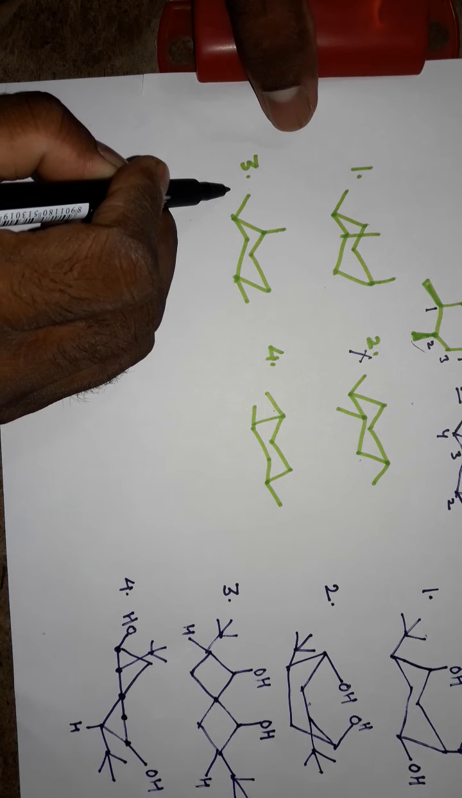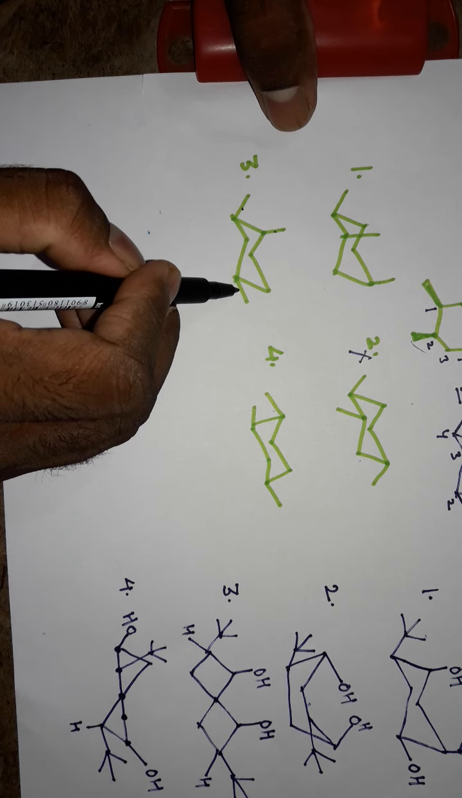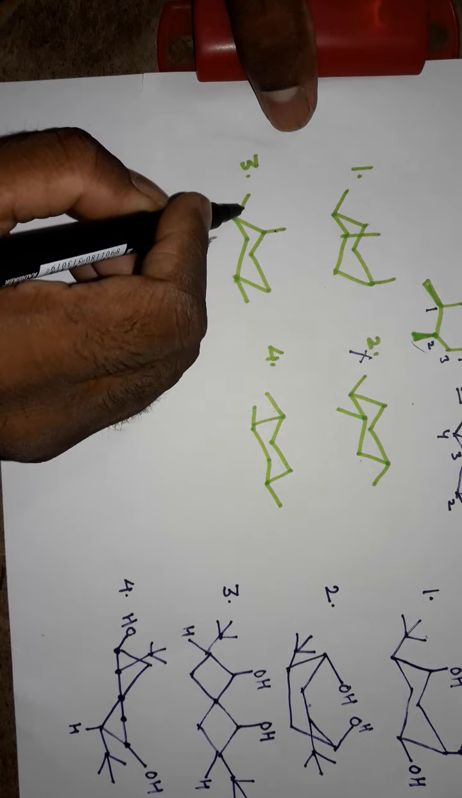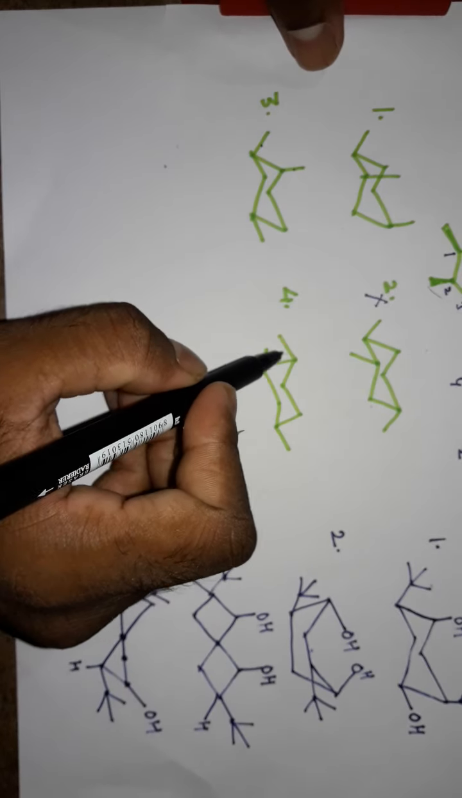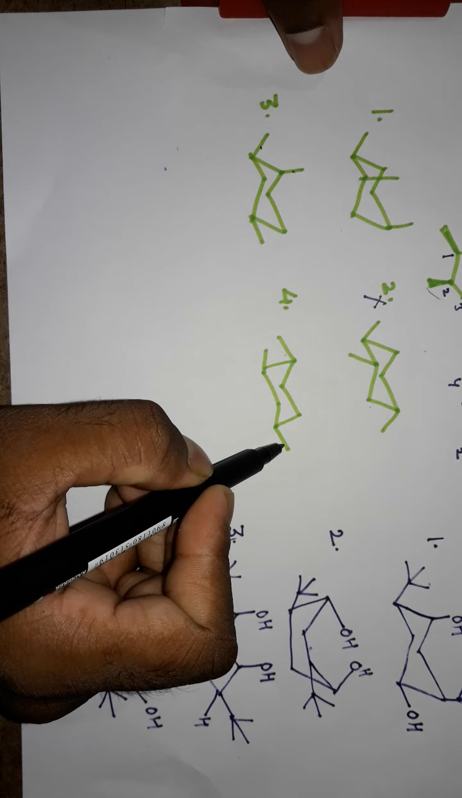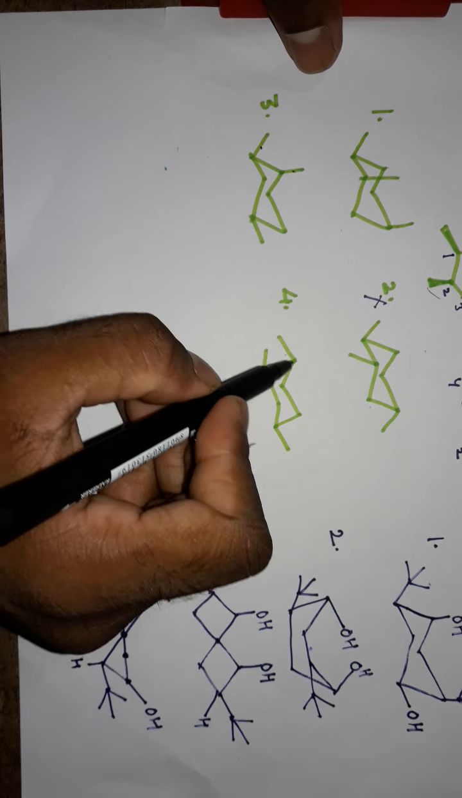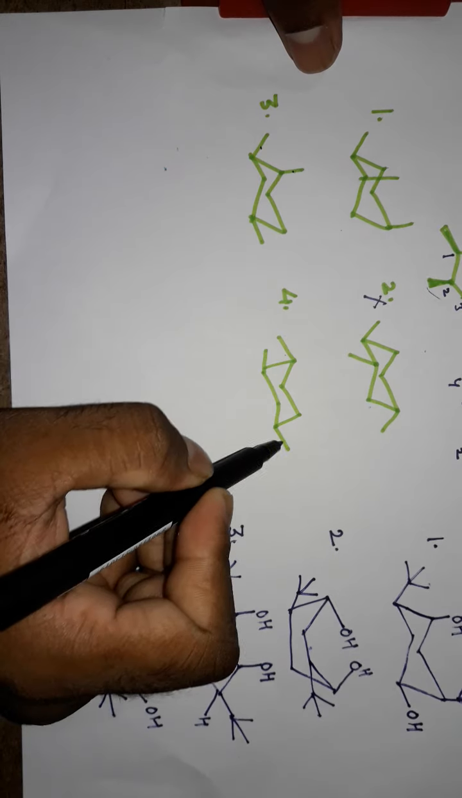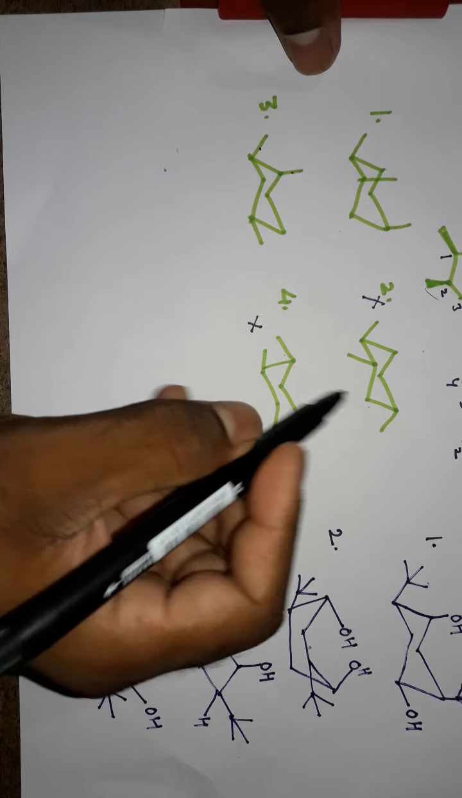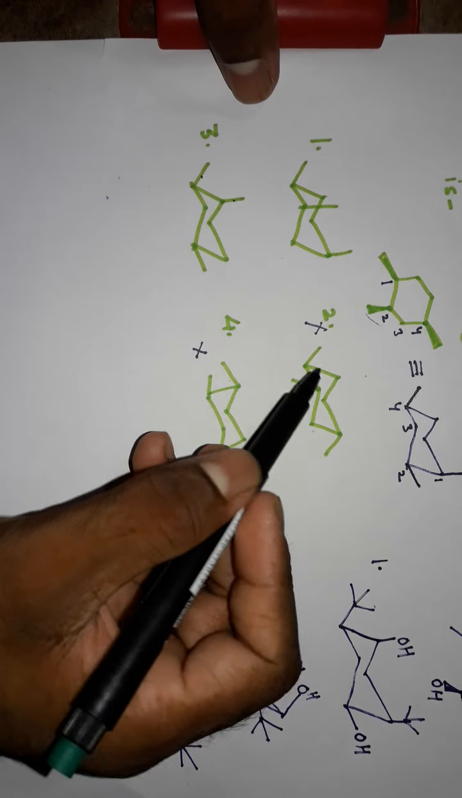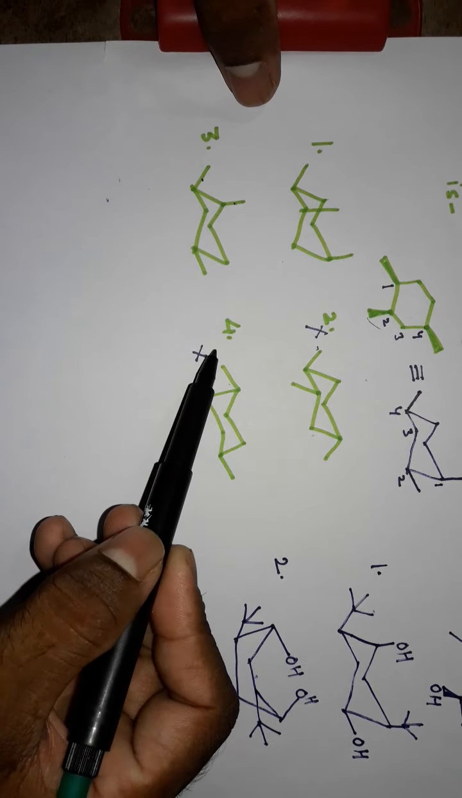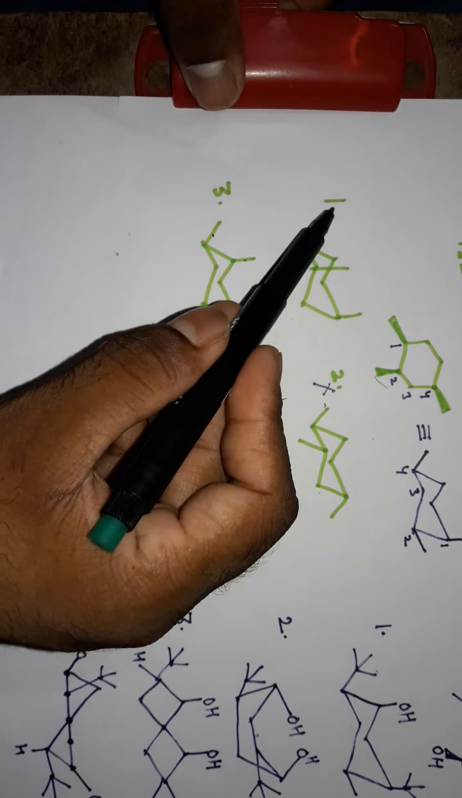Now in the third one, this bond and this bond, all 3 bonds are above the plane, so this might be the option also. Now in case of the fourth, this bond is below the plane and these 2 are above, so we cannot have that, because all 3 methyls are heading in the upward direction. So we have removed option second and option fourth. Now we need to focus on first and third.